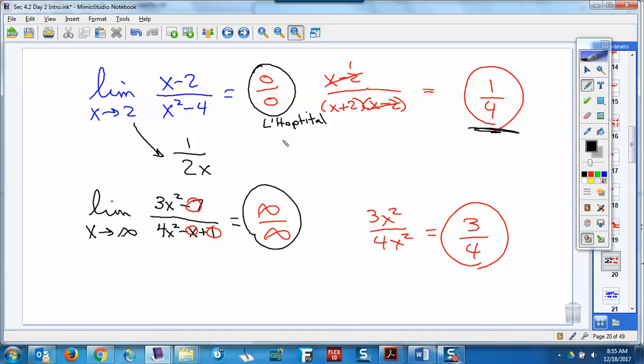Infinity over infinity. Aha! L'Hopital. What's the derivative of the top? 6x. What's the derivative of the bottom? Minus 1. Plug in infinity. Oh, still infinity over infinity. What do you suppose? Do it again, because you still have a limit where you're getting infinity over infinity, so you do it again. Derivative of the top?